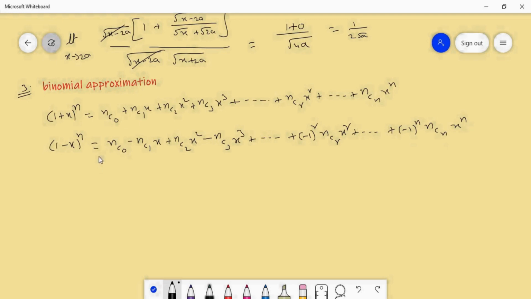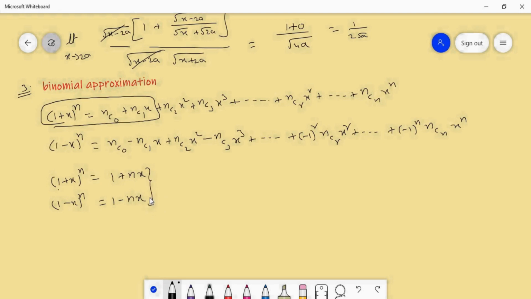From this, we are taking only this one. We need this one. Here, (1 + x)^n is equal to nC0 value 1, nC1 value n, so it is 1 + nx. Suppose we have (1 - x)^n, then it is 1 - nx. By using these two conditions, we are solving that.